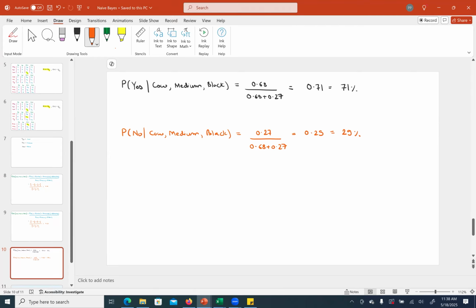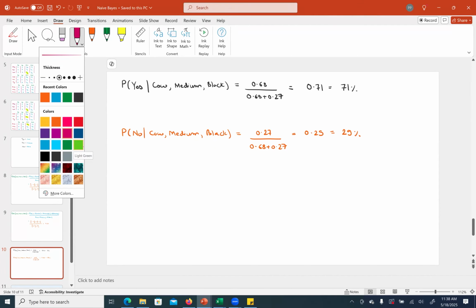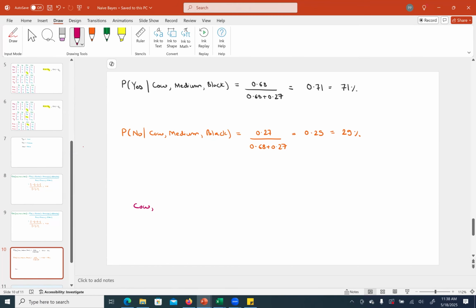So what should be my final prediction? If there is an animal which is a cow, which is medium, which is black in color, my prediction is going to be yes, we can pet. This is how Bayes theorem works.